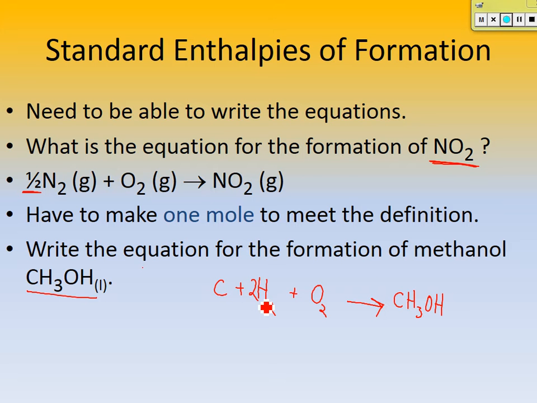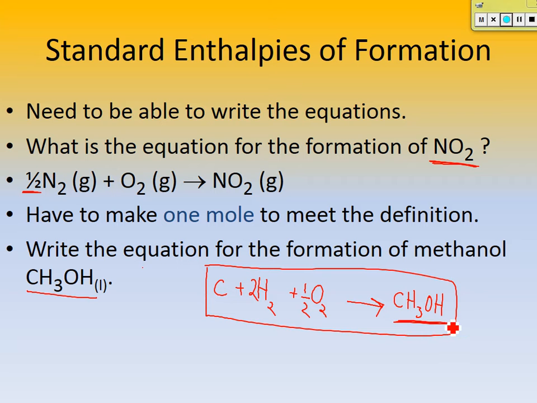Now this is the tricky part. Oxygen. How many oxygens do I have on the product side? Just 1. But on the reactant side I have 2. So we can use fractions here and put a 1/2 right there, or 0.5 if you want to put it as a decimal, that's fine too. And this would be our standard enthalpy of reaction equation for making methanol from the elements.